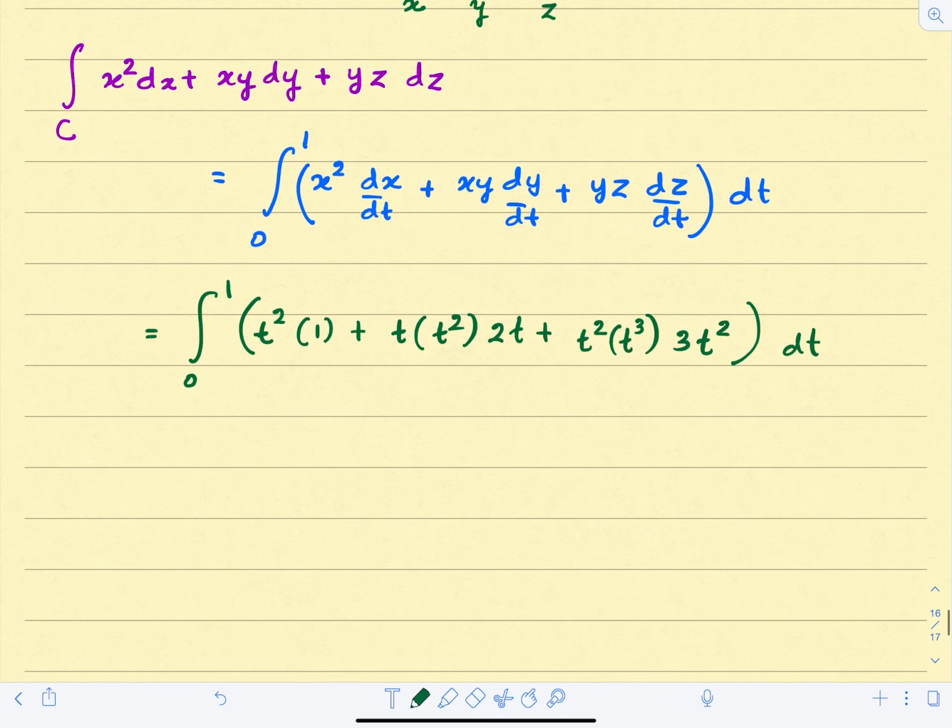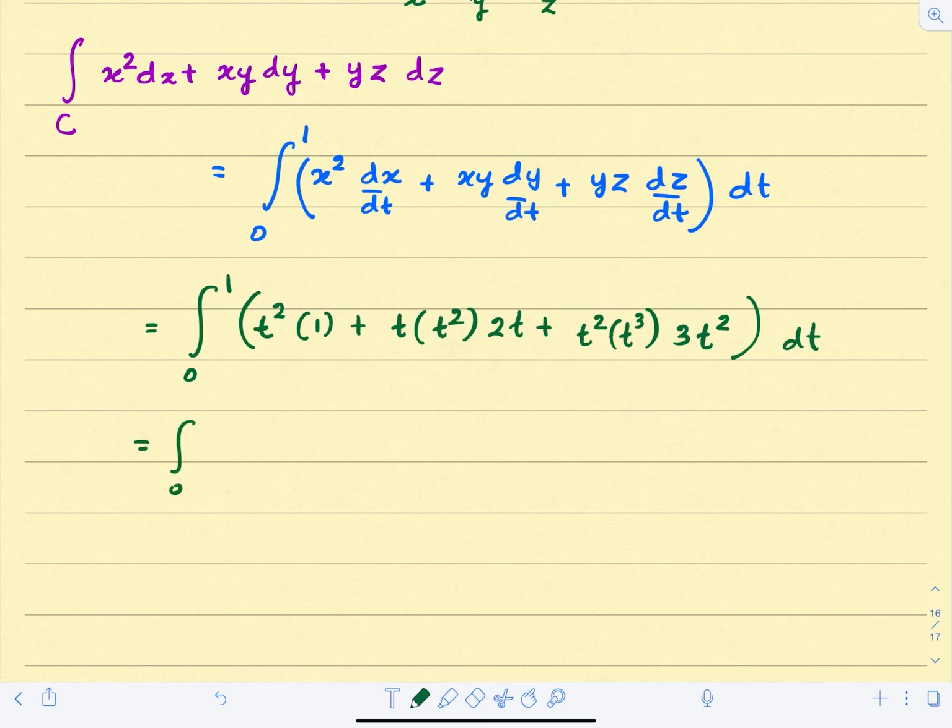Now let's simplify the integrand. So we have t squared plus 2t to the power 4. t times t squared is t cubed, t cubed times this t becomes t to the power 4, and we have 2 plus 3 times t squared times t cubed, which is t to the power 5. t to the power 5 times t squared is t to the power 7.